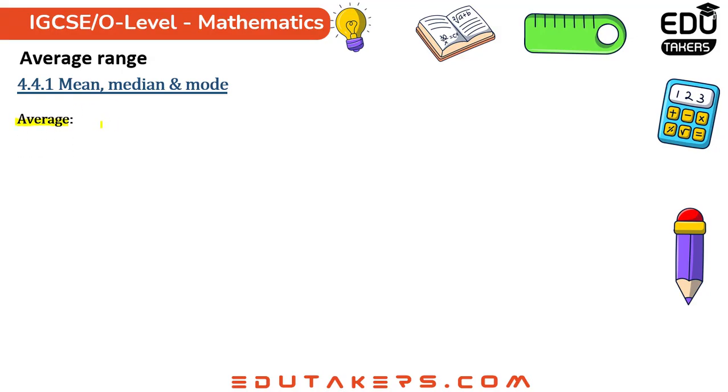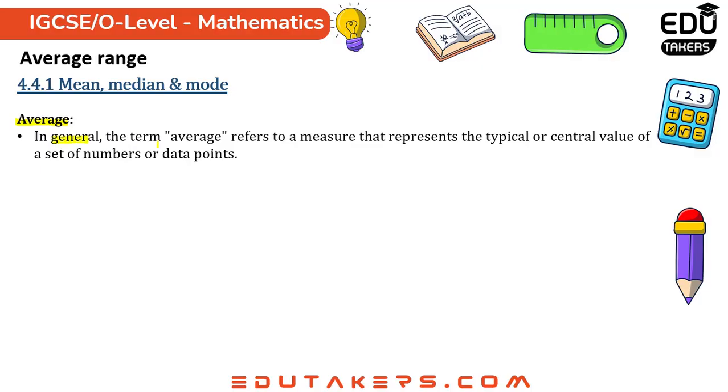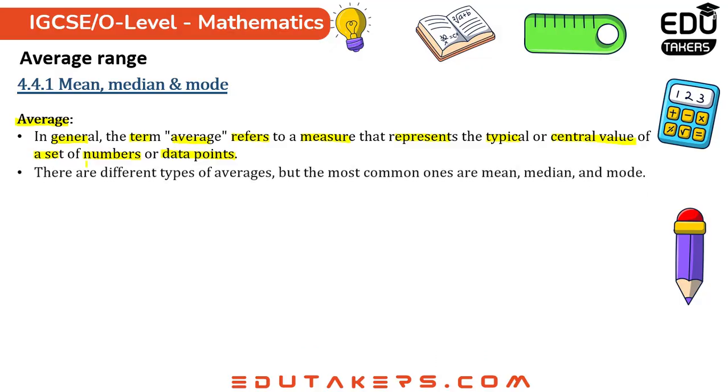Average. In general, the term average refers to a measure that represents the typical or central value of a set of numbers or data points. There are different types of averages, but the most common ones are mean, median, and mode.